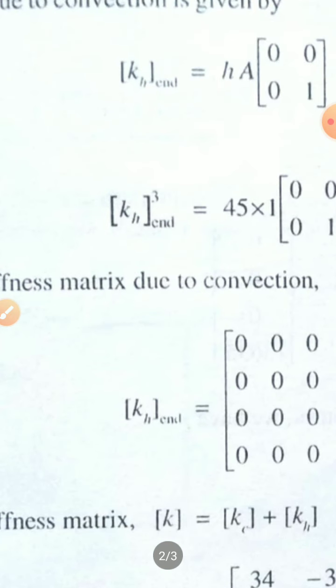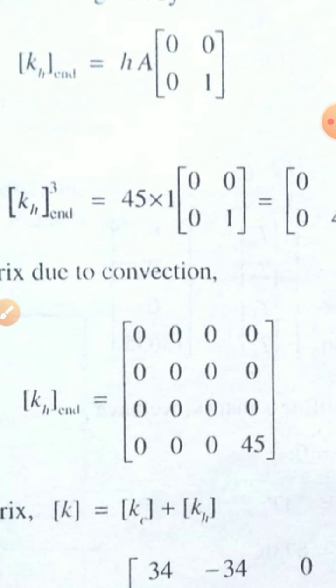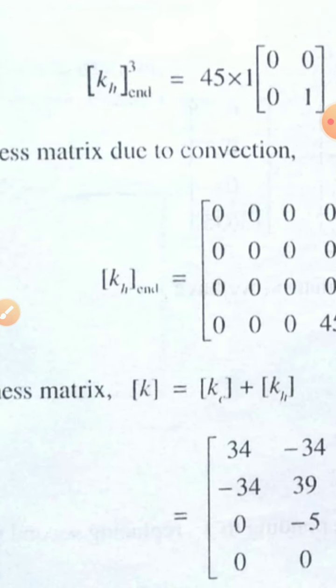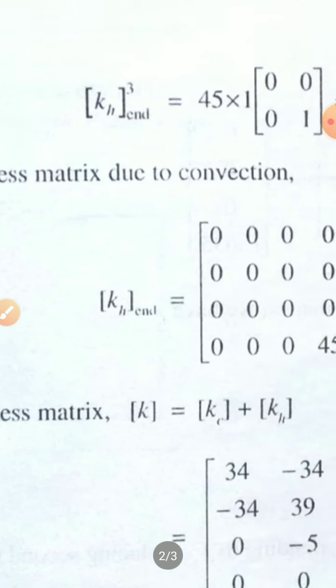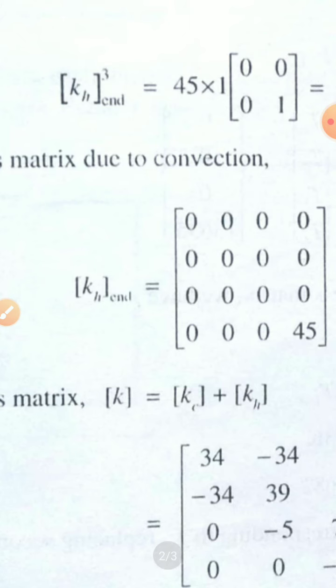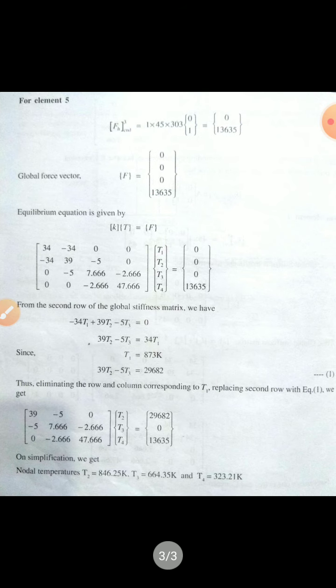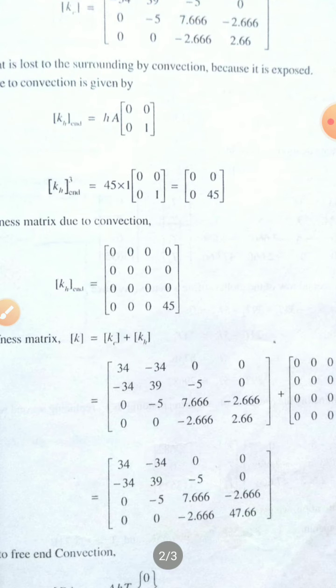Then the size of the matrix for left side conduction is 4 by 4. Now at the right end convection is there, and you have to consider that matrix as 4 by 4. The element is the same, 45, and the size of the matrix becomes 4 by 4. Now the global stiffness matrix can be written as K equal to left side conduction plus right side convection. You have to add both matrices. You get the final matrix as 34 minus 34 0 0, minus 34 39 minus 5 0, 0 minus 5 7.666 minus 2.666, 0 0 minus 2.666 47.66. This is the equivalent stiffness matrix, the thermal conductivity matrix.